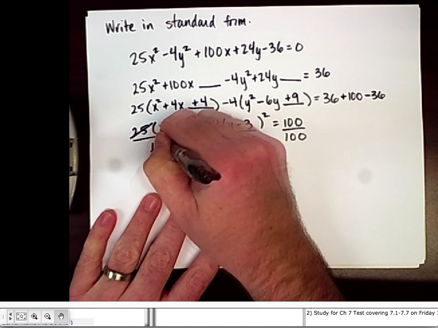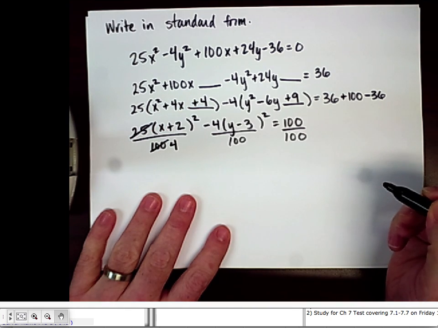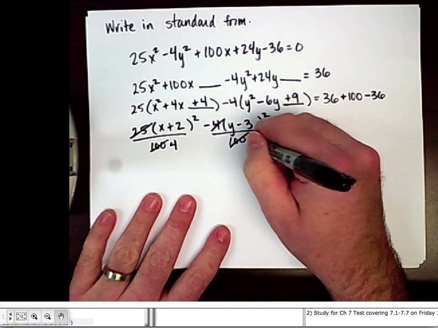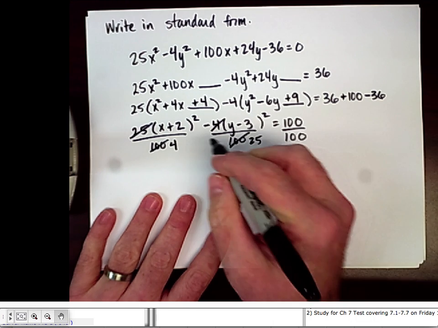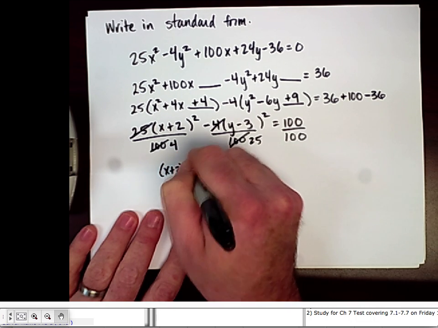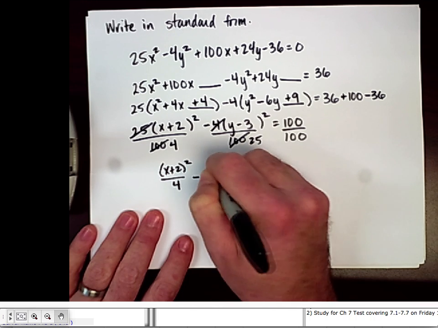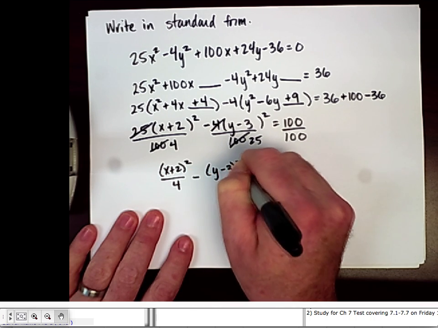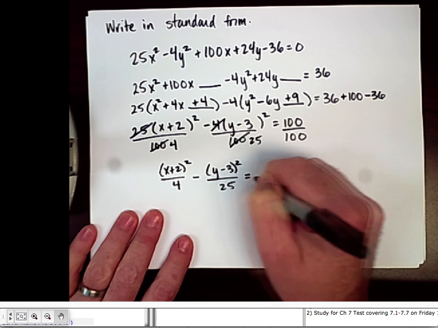$25 cancels with 100 and leaves 4. 4 cancels with 100 and leaves 25. And so your final answer is (x + 2)² over 4 minus (y − 3)² over 25 equals 1.